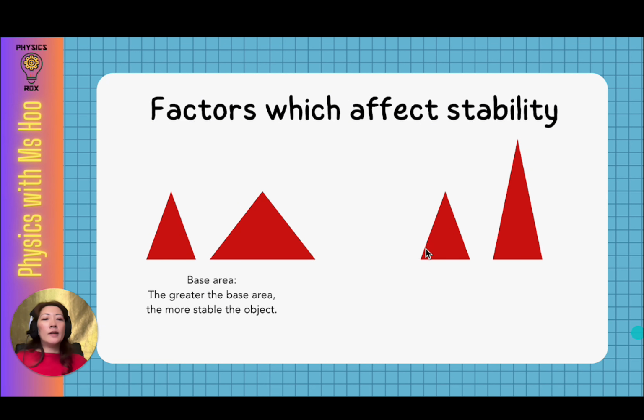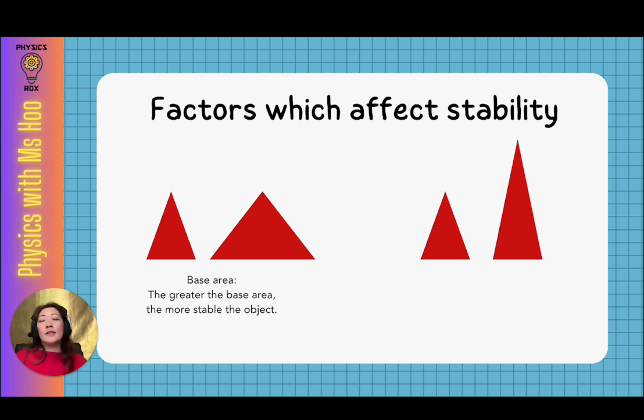Now, if you look at the right pair, you'll find that both of them have the same base area. One has a greater height compared to the other. And again, I want you to think, if you were to try to push these triangles over, which one is more likely to fall over? Interestingly, the taller one, right? Think of a short little cup and a tall cup with the same area. If you push them over, it's harder to knock the shorter one over.